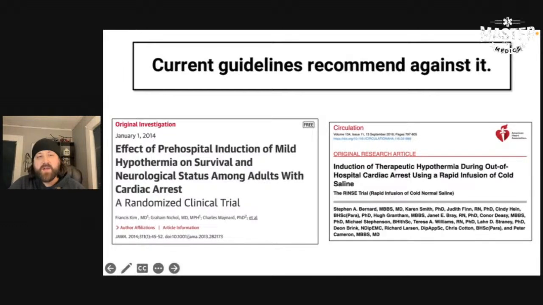Then the RISE trial came out. I think it was 2016. It confirmed the detrimental effects of ice saline infusions from the previous study pre-hospitally. Early infusion of up to 2 liters of ice saline decreased the chance of survival and ROSC. So the recommendations tend to be for rapid transport and then cooling upon arrival to the hospital.